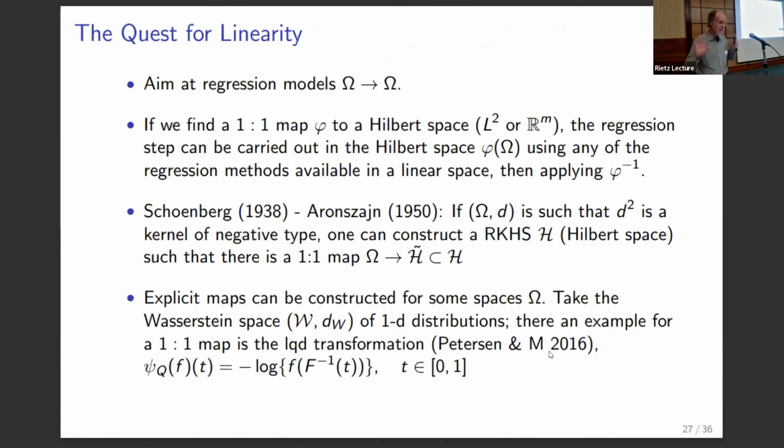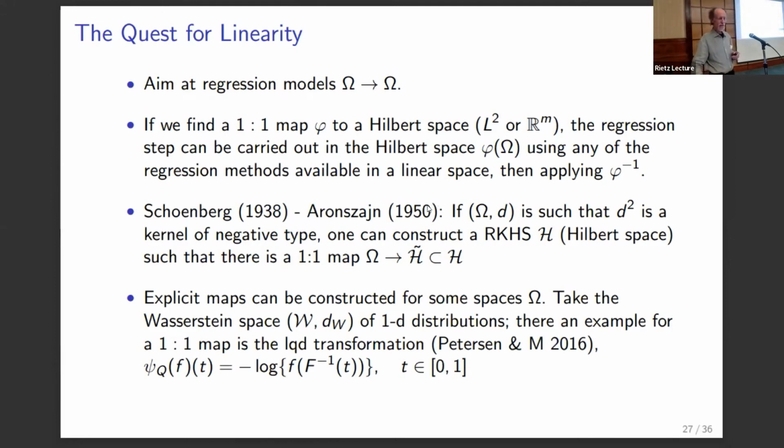Now, generally, a second approach is that we are in a metric space, but we don't have metric space regression methods except maybe this Fréchet regression. So the classical way is that you look for linearity one way or other. So you want to aim at a regression model that is possible to transfer in a linear space. So you want a map of your metric space to linear space in which you do the regression, then you map back after. The classical way to do this is Schoenberg, 1938.